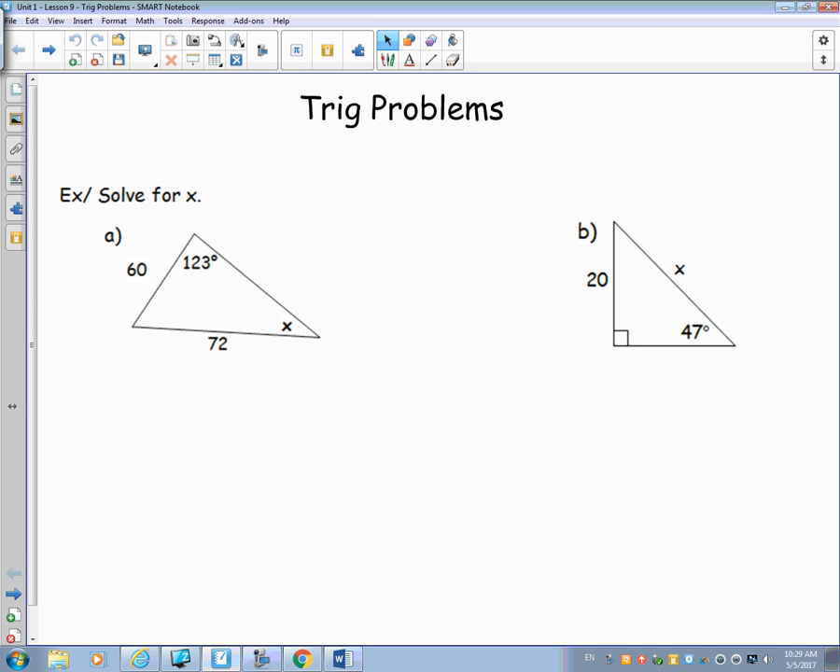In this lesson, we're just going to practice our ideas about trig. So we're going to have SOHCAHTOA, we're going to have sine law, we're going to have cosine law. We're going to decide which one to use and when to use it, and then be able to use it. So I'm just going to go through the examples.